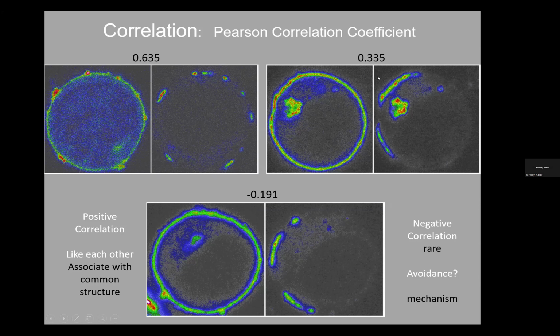In this second image, we're seeing a much lower correlation, 0.35 or 0.335. So it's saying that there is a relationship between the intensities, but it's not as strong as in this image. Whereas in the final picture, we're seeing something quite unusual, a negative correlation.